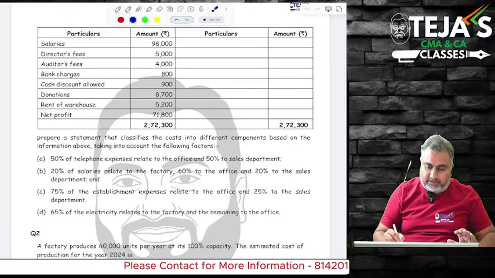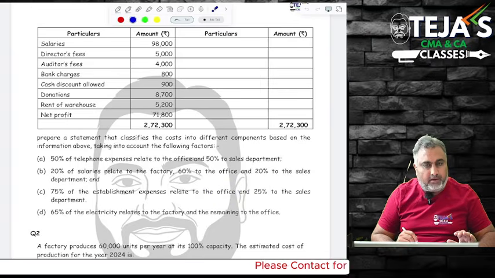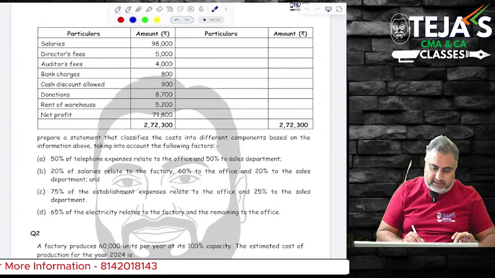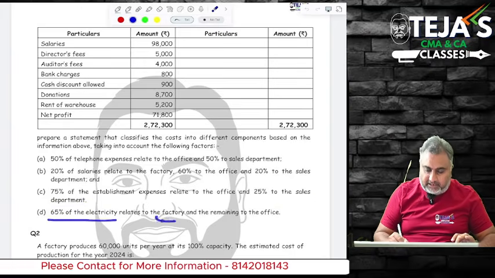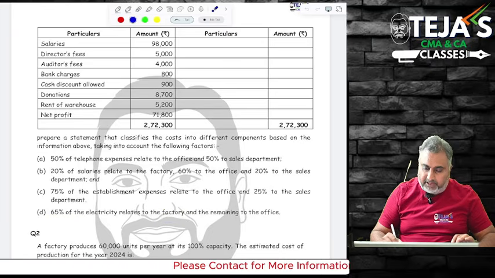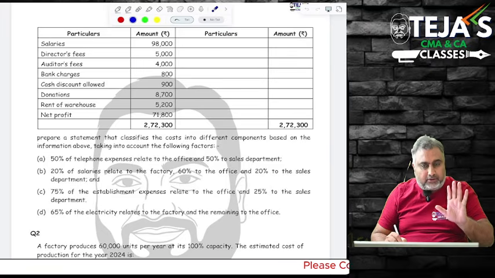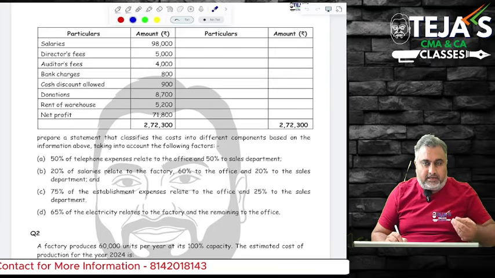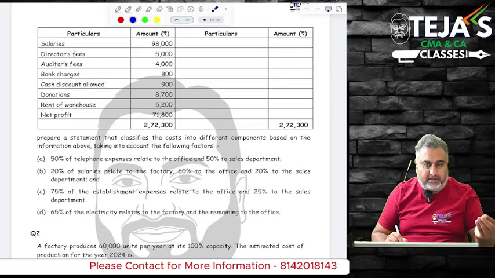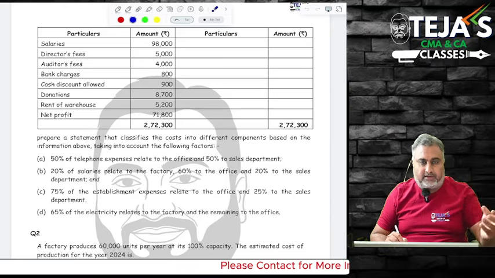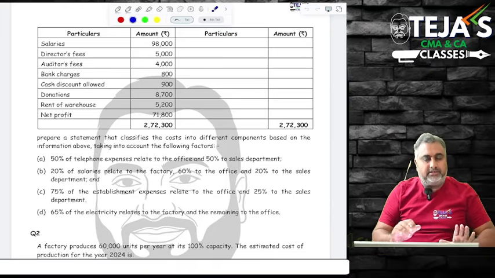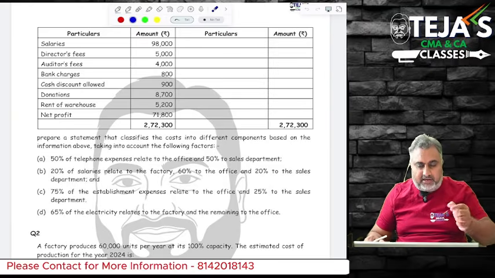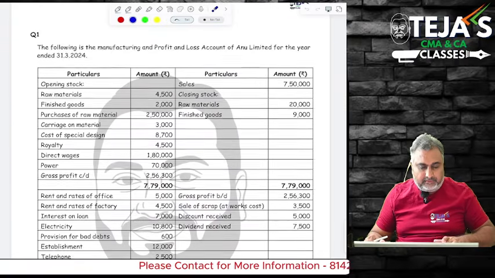75% of establishment expenses related to what? Office. 25% belongs to what? Sales. Same way, 65% of electricity belongs to factory, and the remaining part belongs to office. If they don't say anything about electricity, normally power and electricity consumption will be in the factory, so you may show it under factory overheads. Got it? This is the question analysis. Before starting, everyone just take 1 minute once again to go through the entire question.